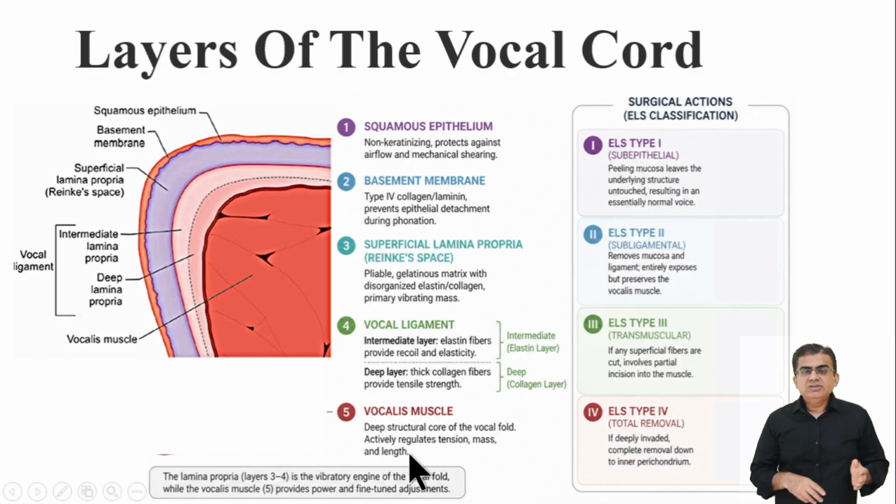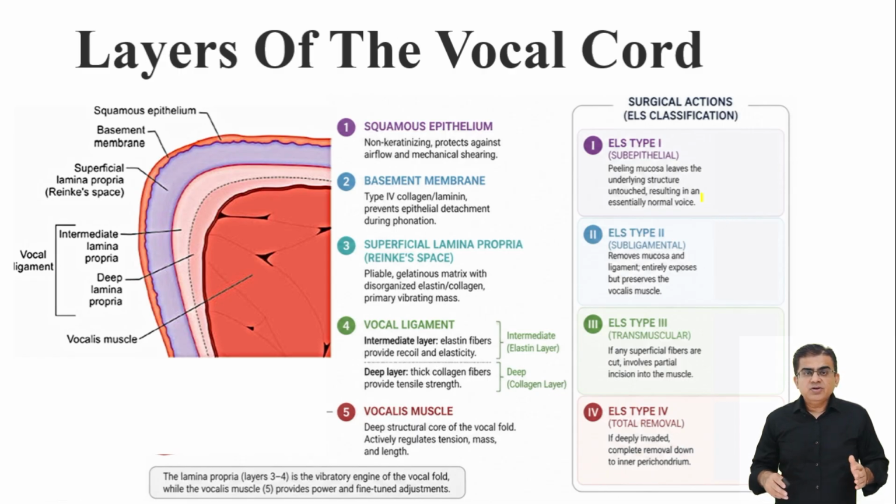On the right side, you see the European Laryngological Society classifications. We simply call this the ELS classification. If the tumor is very superficial, we do an ELS type 1 cordectomy. We gently peel off this squamous epithelium. We leave the deeper structures completely untouched. This gives the patient a perfectly normal voice.